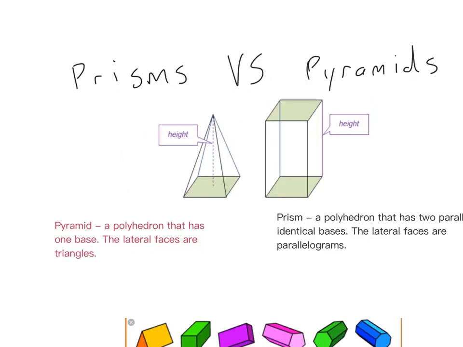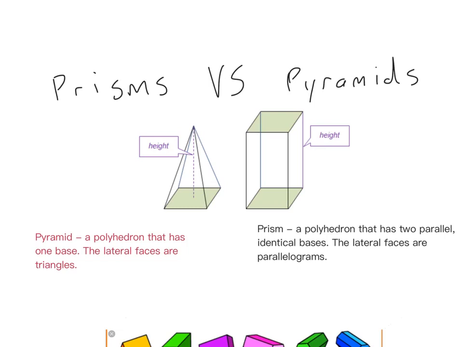So next, let's talk about the 2 main polyhedra we're going to be talking about in this unit, and that is prisms and pyramids. So let's talk first about pyramids. So what's a pyramid? It's a polyhedron that has one base, right here, and the lateral faces are all triangles. Okay, so you can see that very easily.